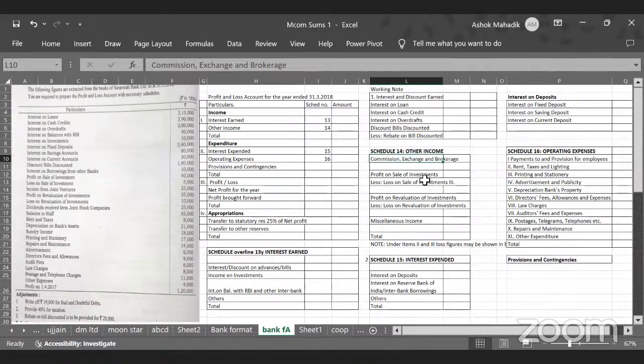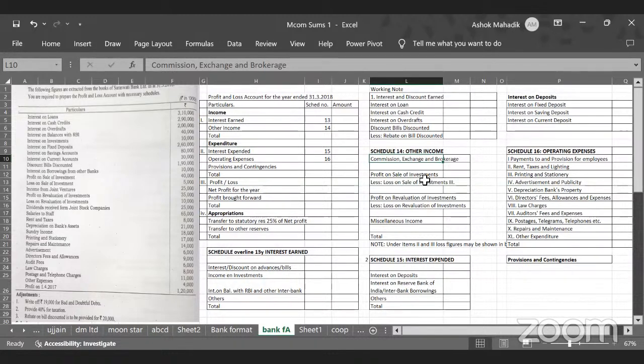Let it be commission, exchange difference, brokerage. It will come in this schedule. Even profit on sale of investment, if you revalue your investment, will come here. Is this clear? If you invest in a subsidiary or joint venture, it will come here. Is this clear, students? Any other income which accrues, which is not part of your regular income accruing activity, will come here in schedule number 14. So profit on sale of investment is schedule number 14.